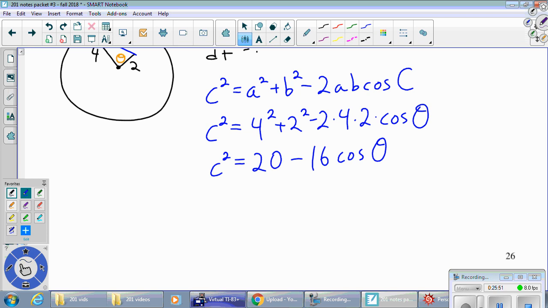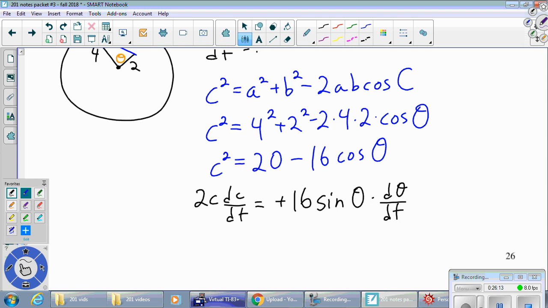Time, again, is the underlying variable. So 2c dc/dt equals 20 minus, 20 disappears, minus 16 gets copied. The derivative of cosine is negative sine, so that changes to a positive because of the negative in front of the 16. So it becomes 16 sine of theta, but then times d theta/dt.